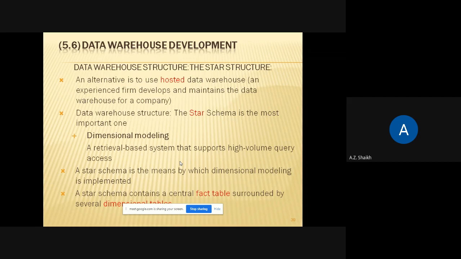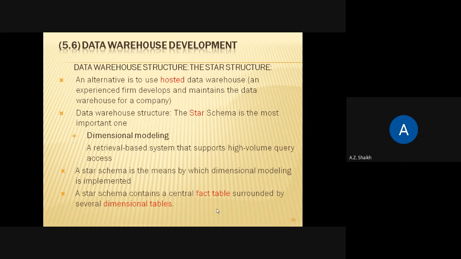The star schema is one of the most important architectures which uses the dimensional modeling approach, and star schema is the means by which dimensional modeling is implemented. Whenever you are using the star schema, it contains a central fact table, and it is surrounded by some dimensional tables.